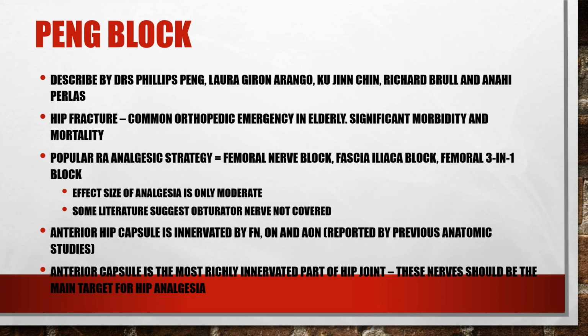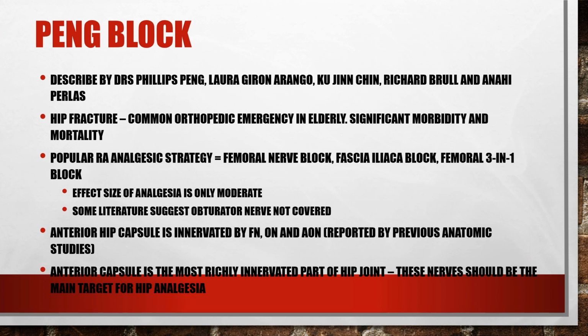mortality. Our popular regional anesthesia analgesic strategies so far are the femoral nerve block, fascia iliaca block, or femoral 3-in-1 block. The effect is not so good. The analgesic cover is only moderate, and some literature said the obturator nerve is always not covered.